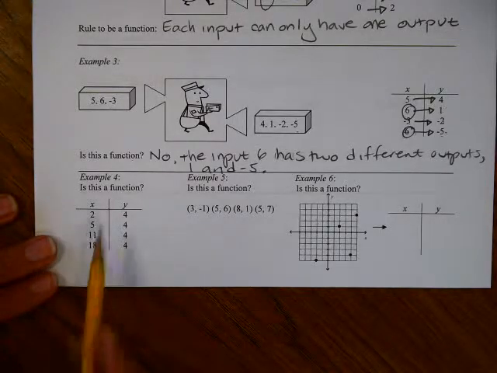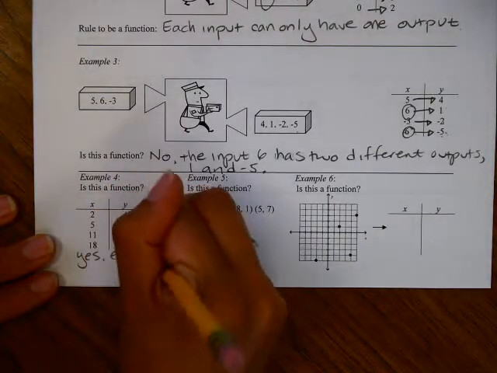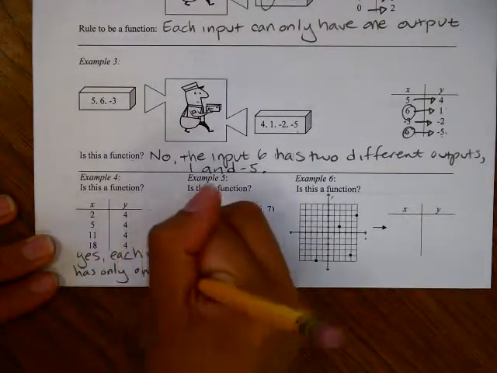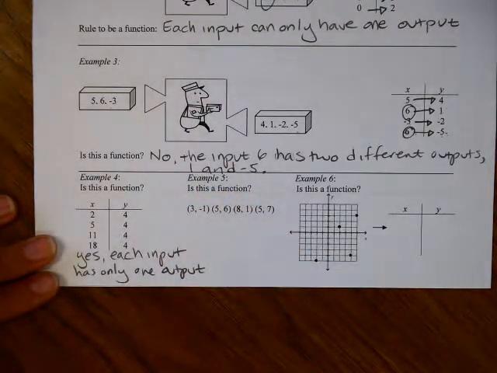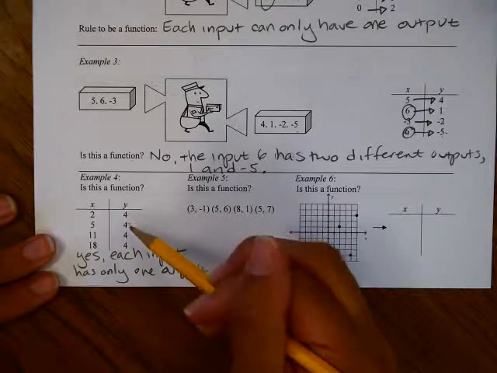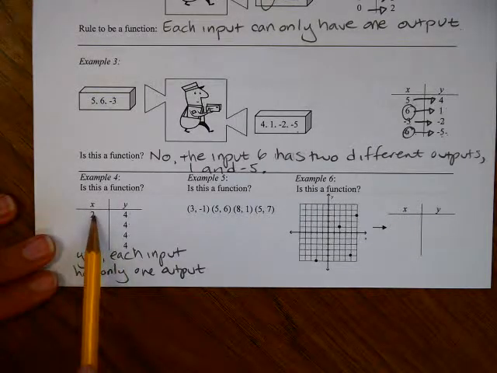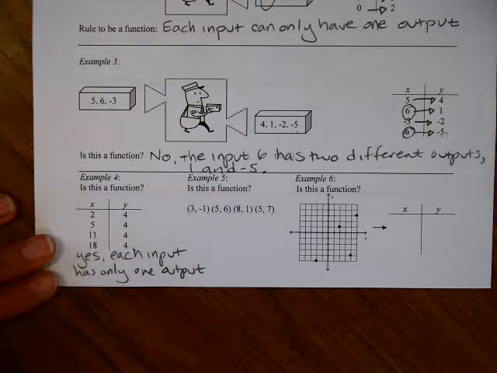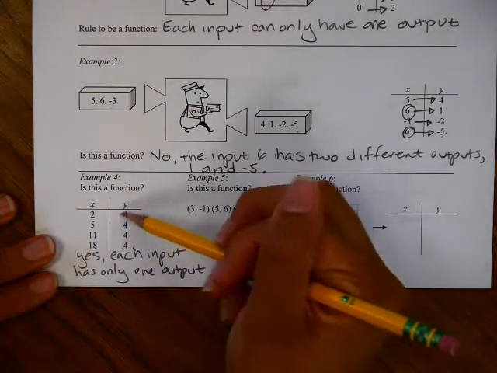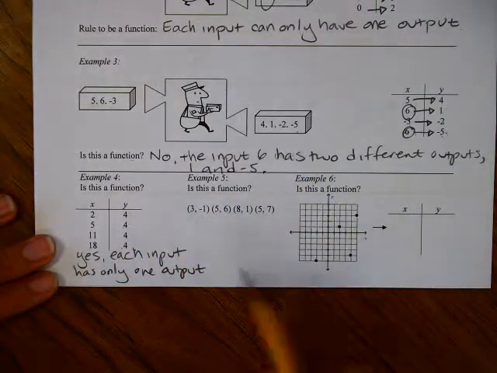Alright, let's see what we have here. Is this a function? Yes. Each input has only one output. Now these 4s might throw you off, but remember, it doesn't matter if a certain mailbox gets many letters, and that's what's happening here. Envelope 2 went to mailbox 4, envelope 5 went to mailbox 4, 11 went to 4, and 18 went to 4. So mailbox 4 was just very popular and got lots of mail this day, and that's okay.